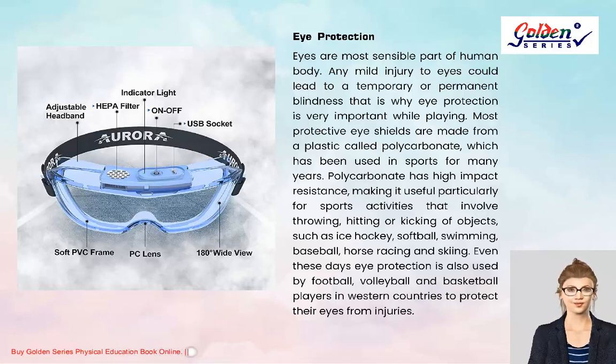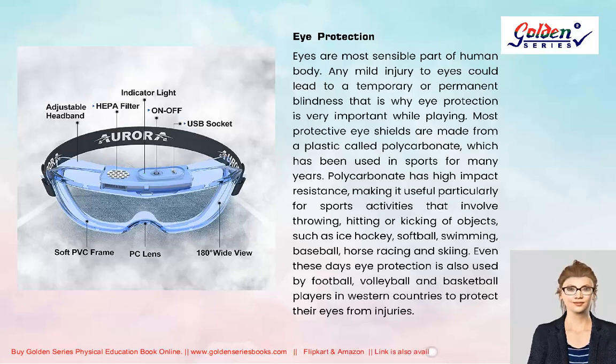Eye protection. Eyes are most sensitive part of human body. Any mild injury to eyes could lead to a temporary or permanent blindness, that is why eye protection is very important while playing. Most protective eye shields are made from a plastic called polycarbonate, which has been used in sports for many years.